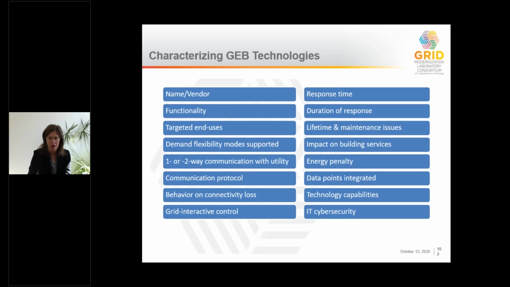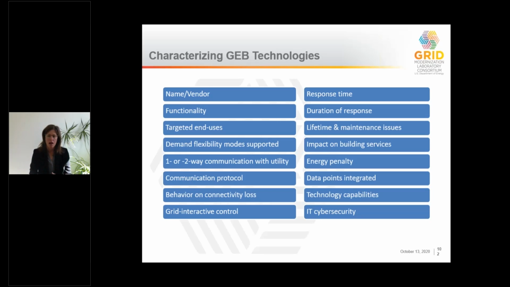I want to share a little bit about how the national labs are thinking about how do we characterize these technologies and solutions. And this gets in the building science weeds, but I think it's important to see how we're thinking about this and how it could relate on the larger grid scale too. But the way we think about these technologies is what is the capacity of flexibility that these technologies offer, with the functionality, what end uses are targeted here, what types of flexibility modes are supported. Important ones are the communication protocols that it uses to communicate within different devices in a building, and then also to a utility.